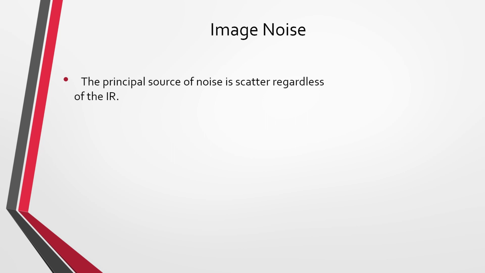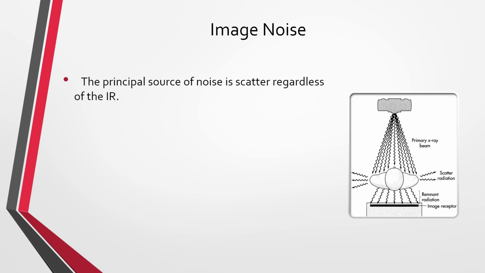The principal source of noise is scatter, regardless of the IR used, regardless if it's a digital detector, which we'll talk about in the next video, if it's a CR image plate, the PSP, or if it's a film in the film screen process. Scatter is a principal source of noise. This is a reminder of the scatter process.